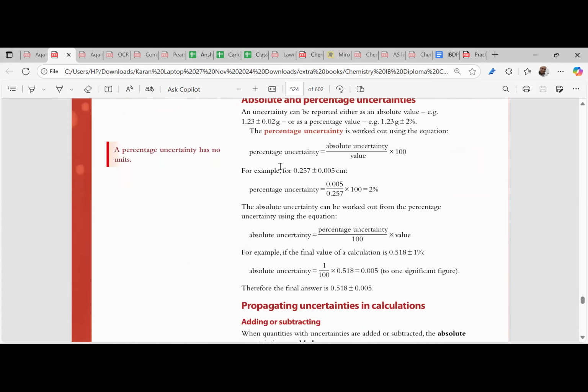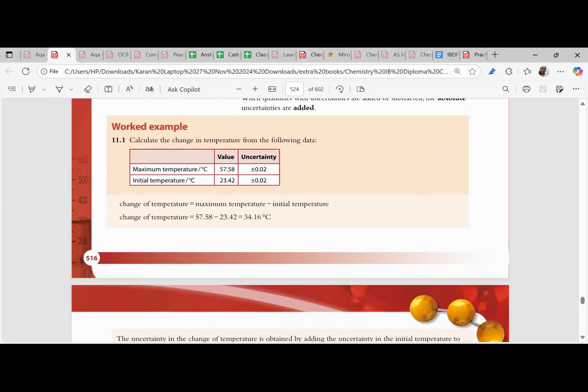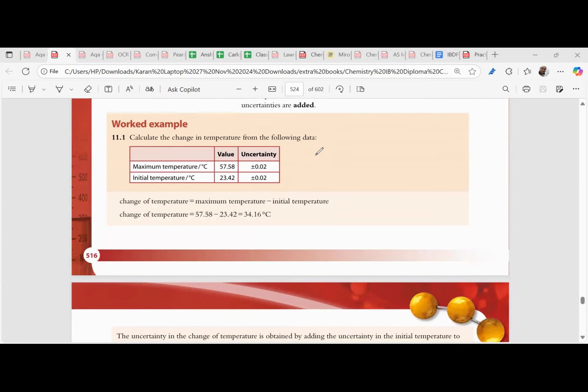We learned that percentage uncertainty is equal to absolute uncertainty divided by the measured value into 100, right? So here you have to see that when we take two values and we are subtracting or adding, suppose the minimum temperature, maximum temperature, thermometer, right? We are subtracting, we get the delta T. This value you're subtracting, you have to represent this value in what? Tell me, minimum decimal points, right? Clear?